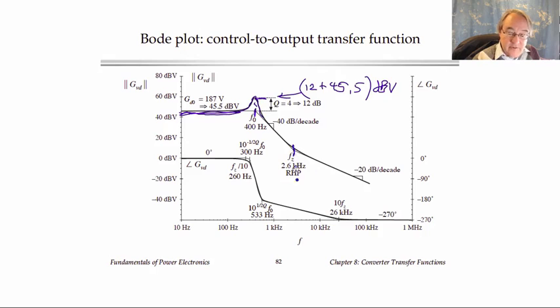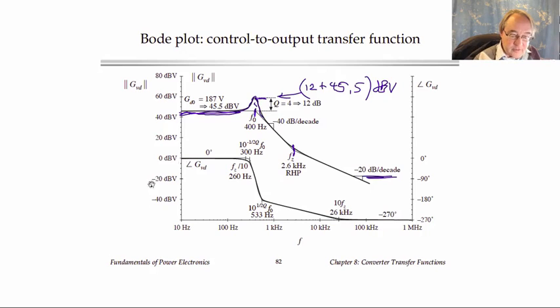At the right half plane 0 frequency of 2.6 kilohertz, the 0 adds plus 20 dB per decade slope, so the composite slope of the entire transfer function then will be minus 40 plus 20, which gives us minus 20 dB per decade slope beyond 2.6 kilohertz.